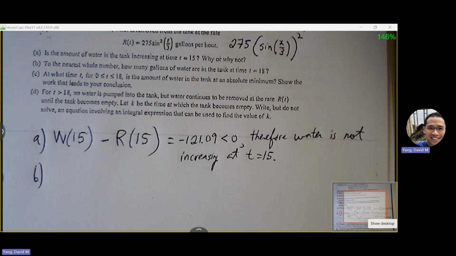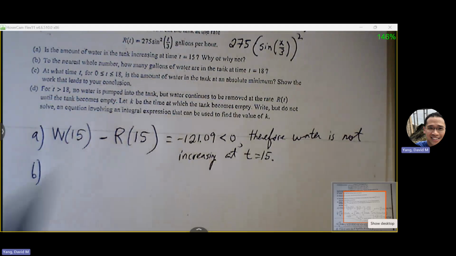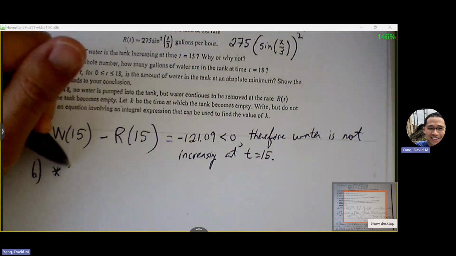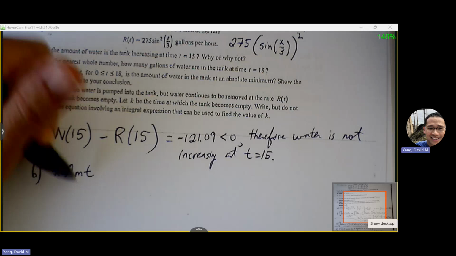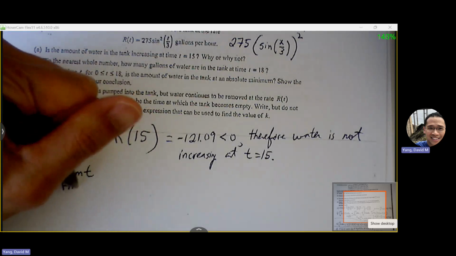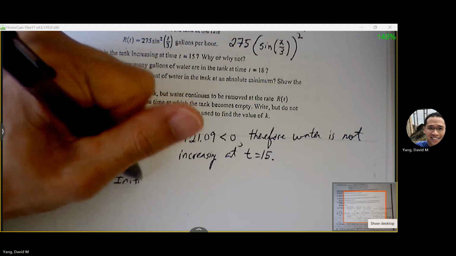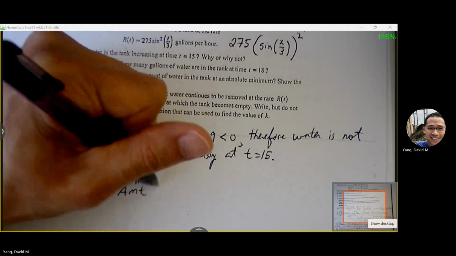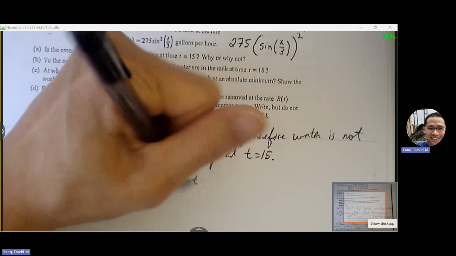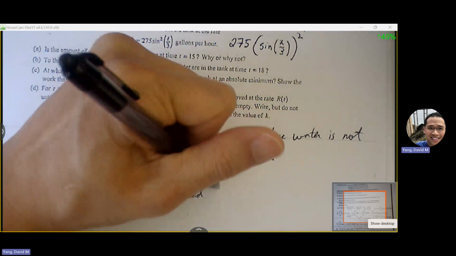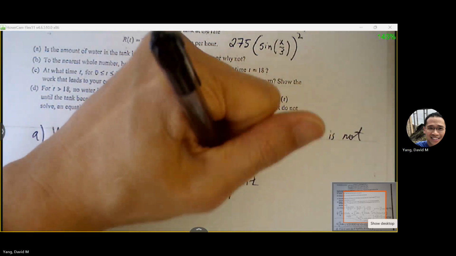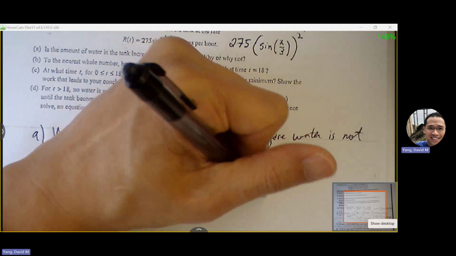To the nearest whole number, how many gallons of water are in the tank at time t equals 18? Whenever you have a rate in and a rate out, you're always going to go through this formula. Anytime I'm looking for a total amount or any final amount, it's equal to the initial plus the amount added minus the amount removed. That way we can keep track of all these moving parts.